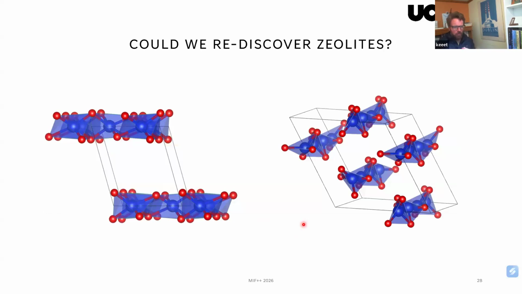Another thing we did was to try and rediscover zeolites. There weren't many, if any, zeolites in the data set. Zeolites, if people aren't aware, are microporous aluminosilicate materials. They form these three-dimensional porous structures from SiO2, or silicon and aluminium oxide. So we basically prompted Crystal LLM with the SiO2 formula and a very low density. And it comes up with things like these layered materials, which is fine.